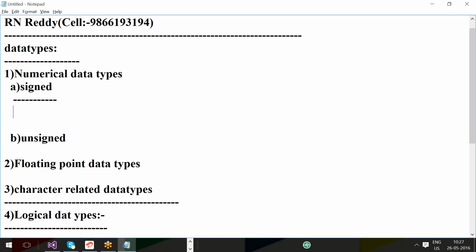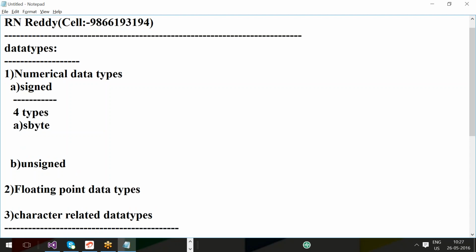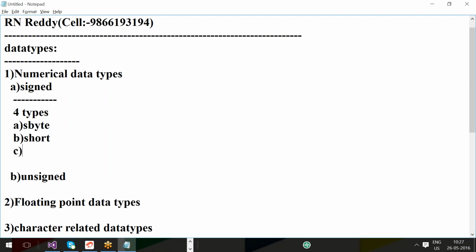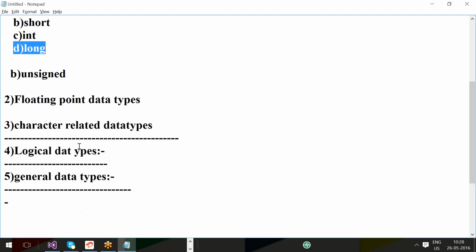Signed types are classified into 4 types according to size: sbyte, short, int, and long. The sbyte is 1 byte, short is 2 bytes, int is 4 bytes, and long is 8 bytes.